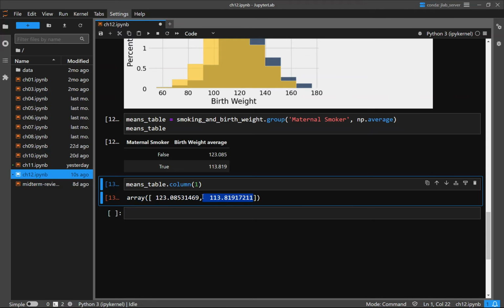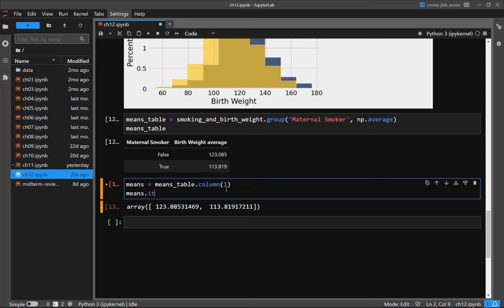So do dot item 1 minus dot item 0, kind of. That's what I'm about to do. So let's call these my means. And I want to take means dot item 1, that's this one, average birth weight of smoking mothers, subtract from that the average birth weight of non-smoking mothers. Means dot item 0. That's just what we decided. We could have done it in the other order, and then positive numbers would have told us the same thing.